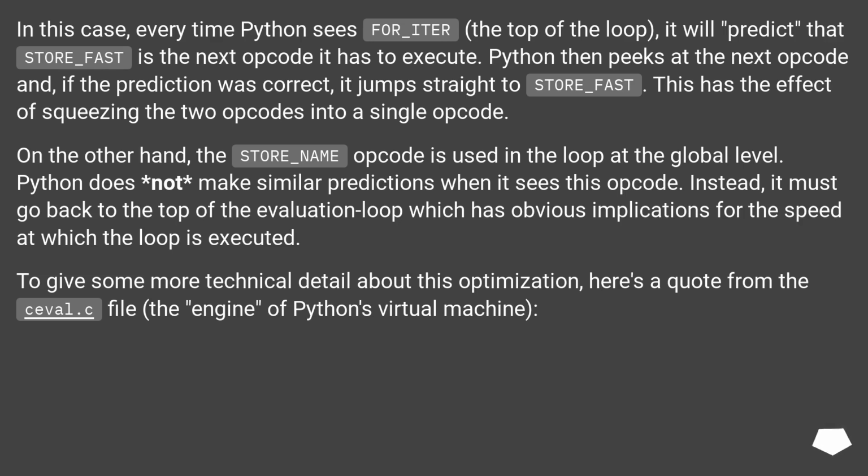On the other hand, the STORE_NAME opcode is used in the loop at the global level. Python does not make similar predictions when it sees this opcode. Instead, it must go back to the top of the evaluation loop, which has obvious implications for the speed at which the loop is executed. To give some more technical detail about this optimization, here's a quote from the ceval.c file, the engine of Python's virtual machine.